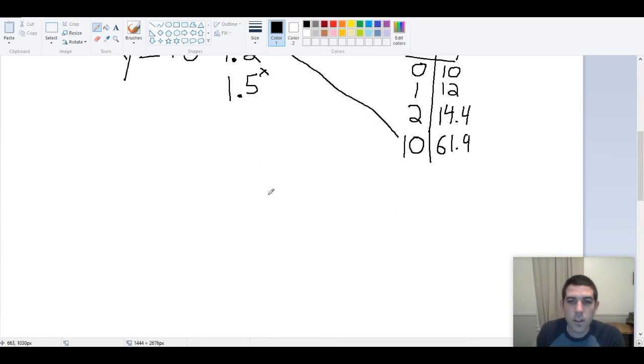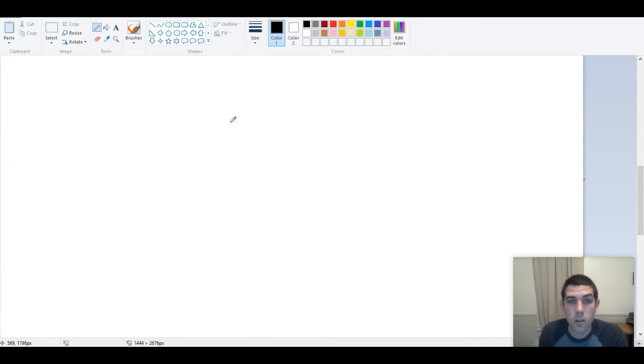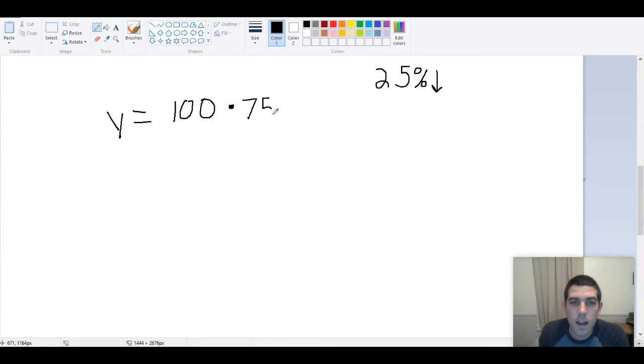And the last little thing we can do actually is we can make it get smaller. Imagine I wanted to start at 100, and I wanted to make this 100 get smaller. Maybe a 25% decrease. How can I show a 25% decrease? Well, 25% decrease means that I need to basically subtract 25% from 100% and multiply my 100 by 75%, or 0.75.